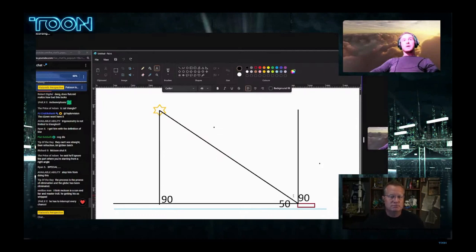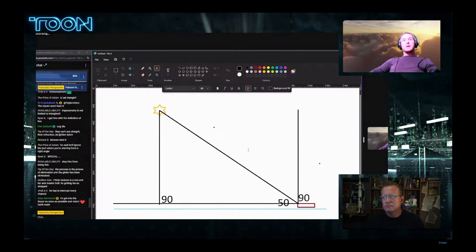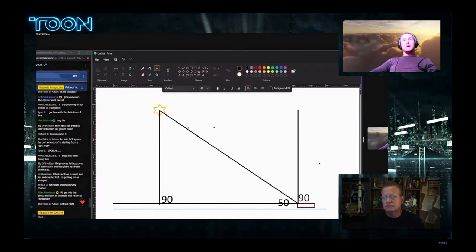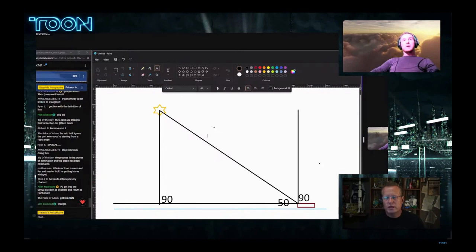Let's say I measured an angle to the star at 50 degrees. Okay. You'd agree that's 50 degrees to the star. Not to scale, that's fine. We measured 50. What's the internal sum of a triangle? 180. So that would give us 40, correct?